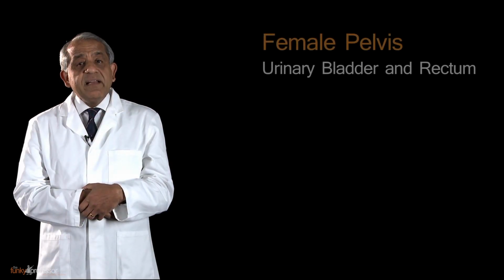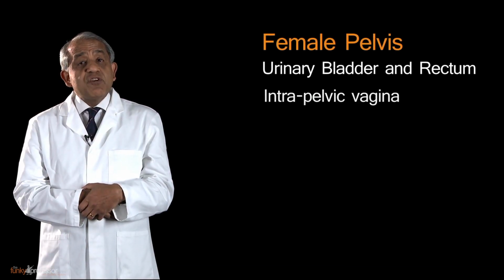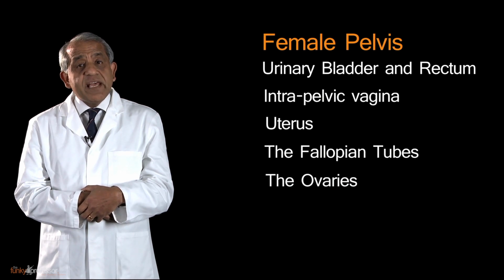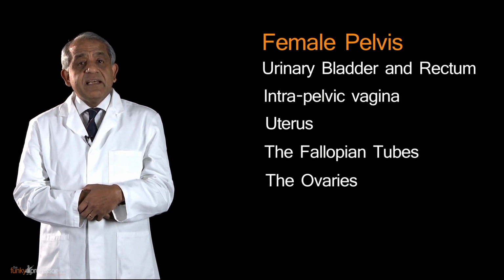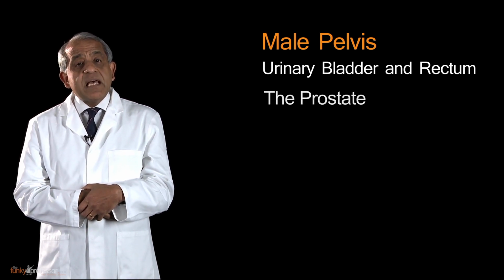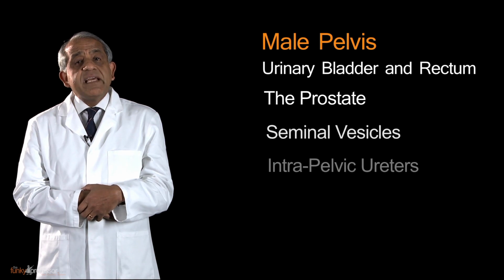Additionally, in the female, you have the intrapelvic vagina, the uterus, the fallopian tubes, and the ovaries, all located within the pelvic cavity. In the male, in addition to the urinary bladder and the rectum, are the prostate, the seminal vesicles, and of course the intrapelvic segments of the ureters.